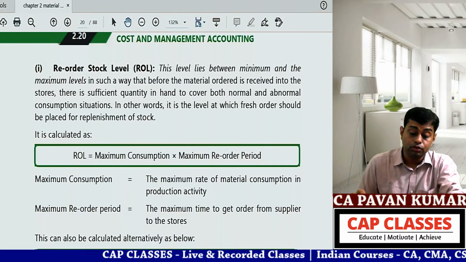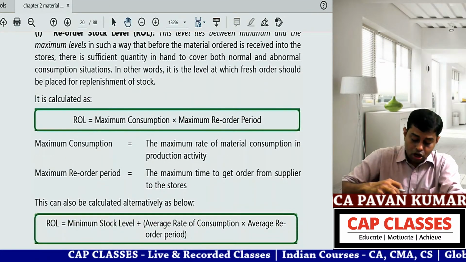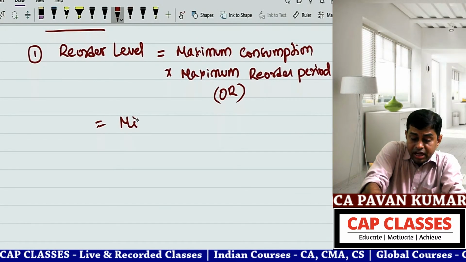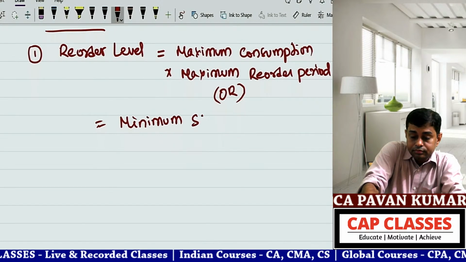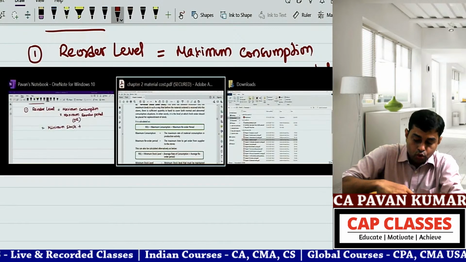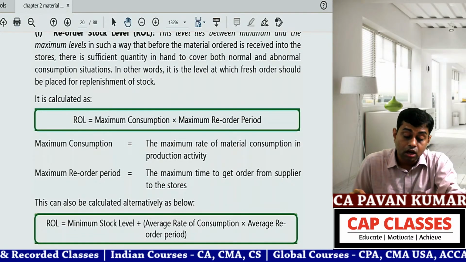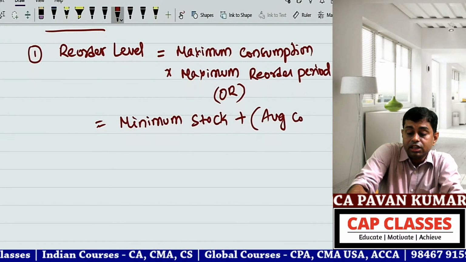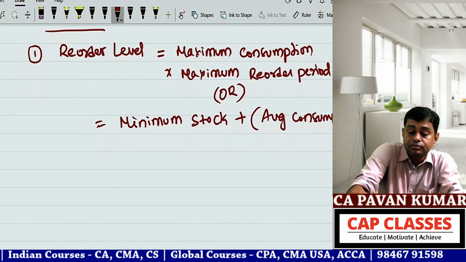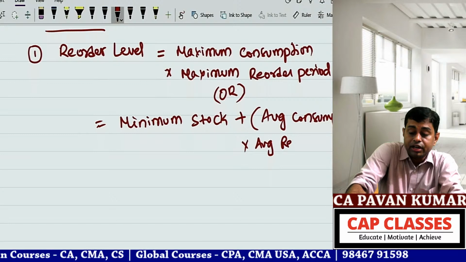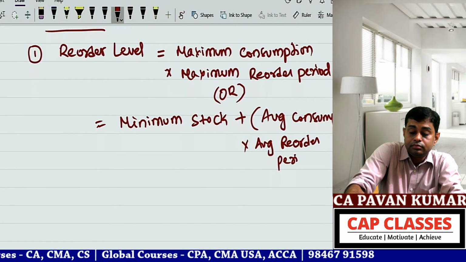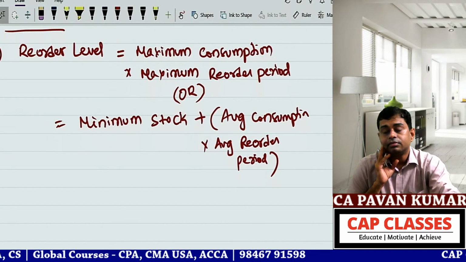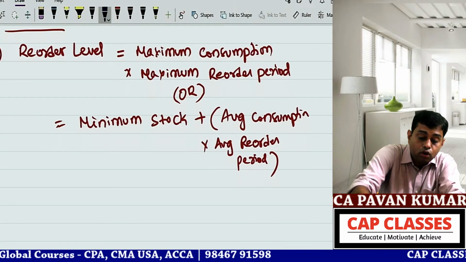There is one more formula also. Minimum stock plus half into... or this is one formula, or another formula is minimum stock plus average consumption into average reorder period. But normally we follow this formula.